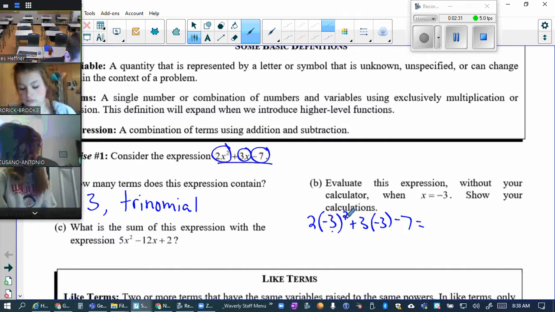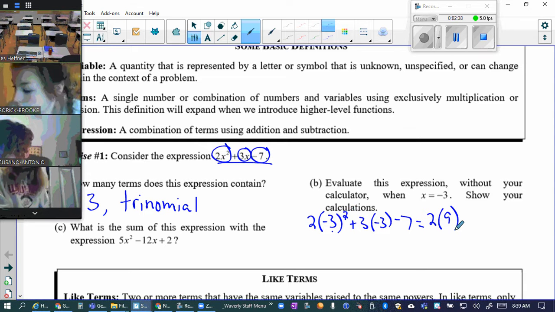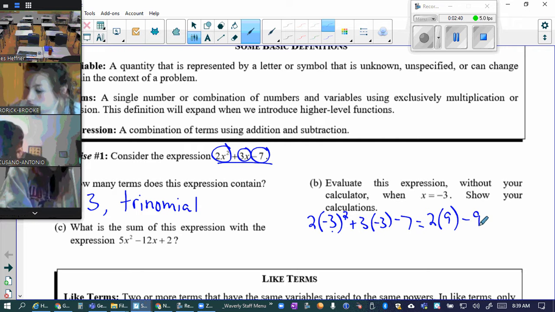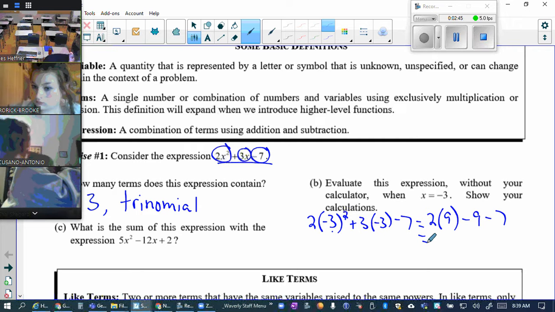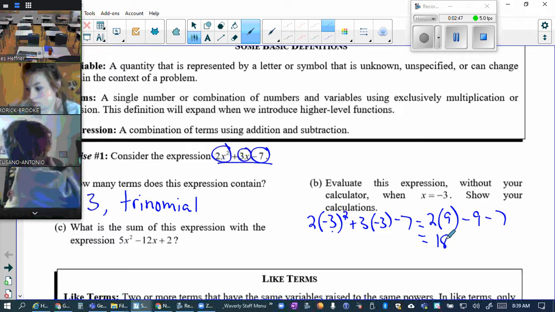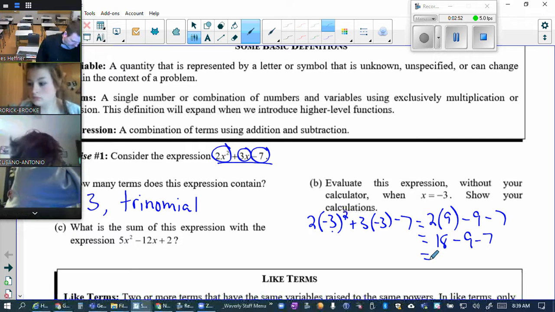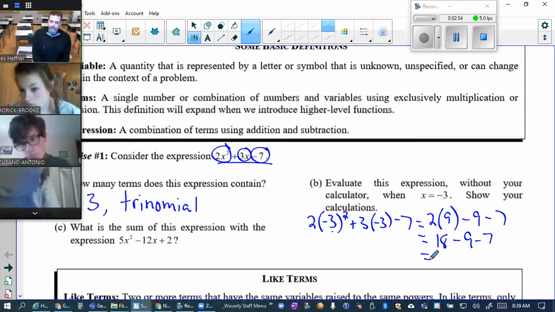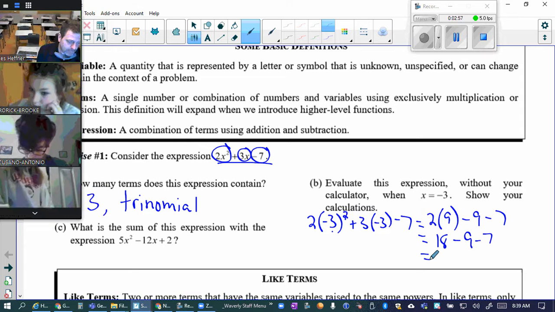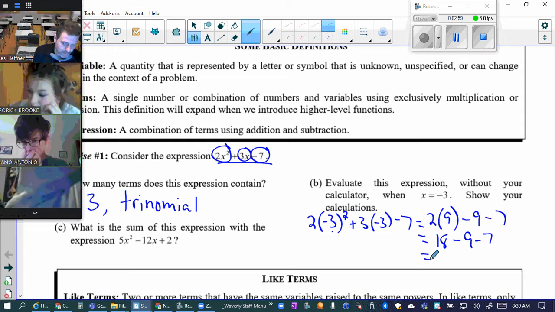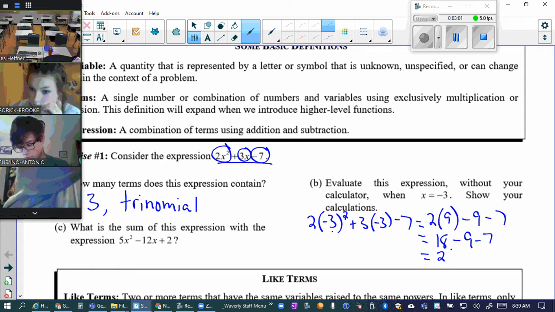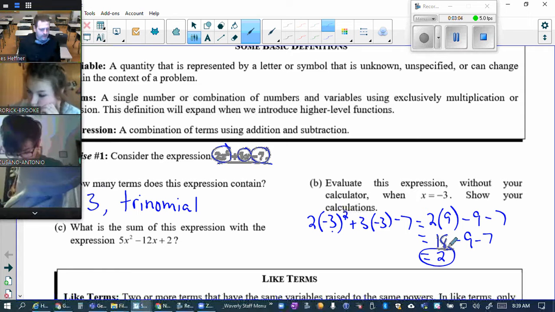So if we go step by step here, it'd be 2 times 9, right? And then 3 times -3 is what? Good, -9, minus 7. Then we have 18, right? Do multiplication next. 18 minus 9 minus 7. And what do we end up with? 2. Okay?